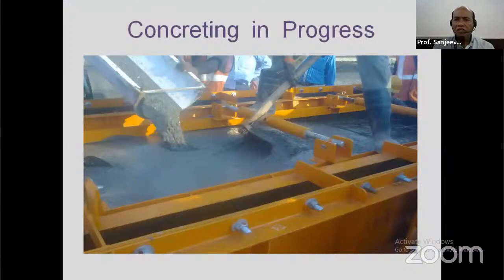So now concreting is in progress. This is how the concreting work is happening for the precast wall panel. You can see the chute where concrete is being poured, and the mold is getting vibrated, and the workers are working to get it compacted and give a smooth finish.